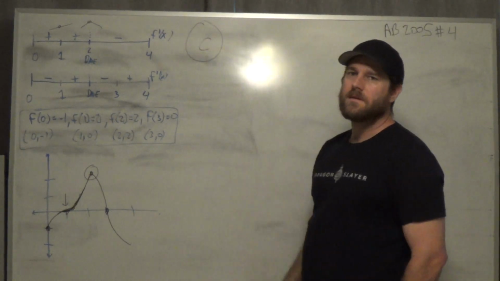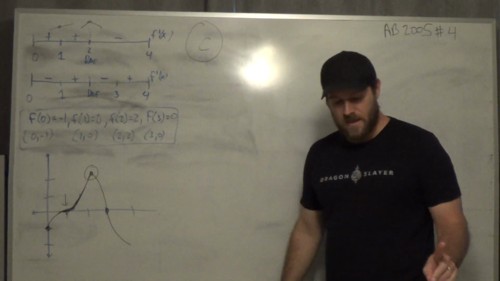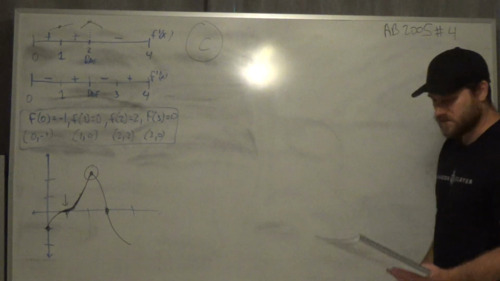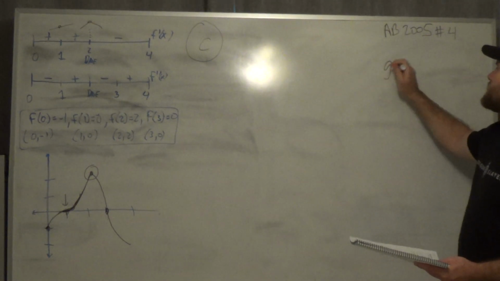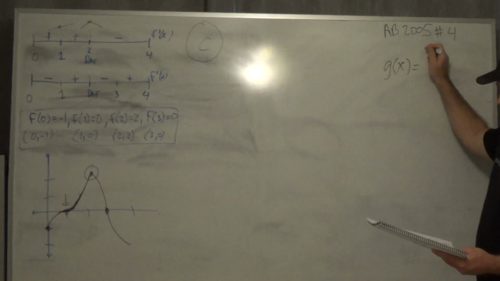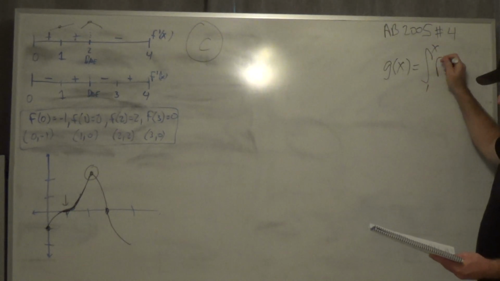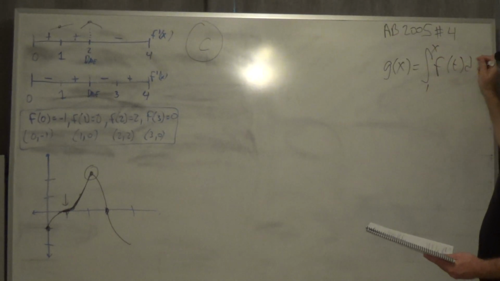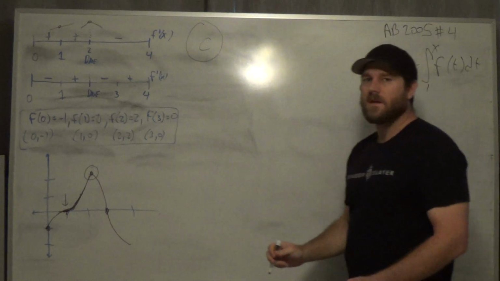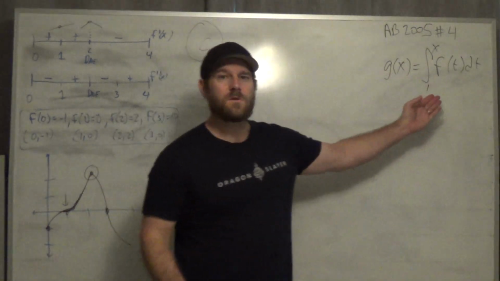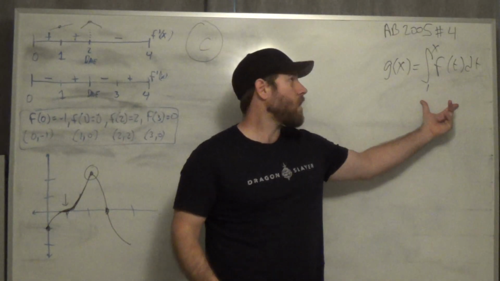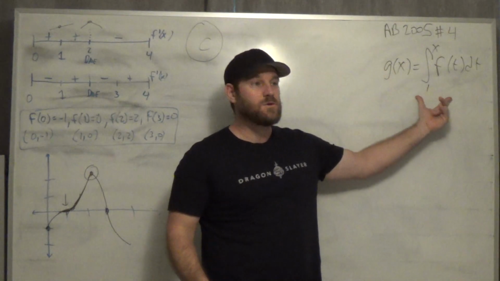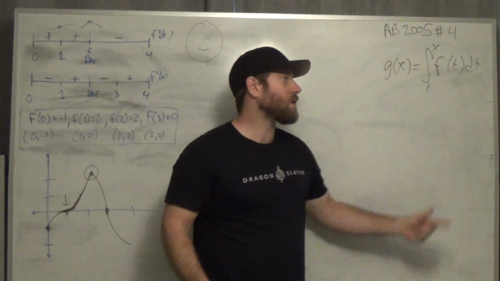Part C. Okay. Now part C, they give us some crucial information. They say g of x equals the integral from 1 to x of f of t dt. And you're thinking, why, Mr. Pygott, they only gave us one piece of information. But no, they gave us 3. If you don't do this, you don't finish the problem.